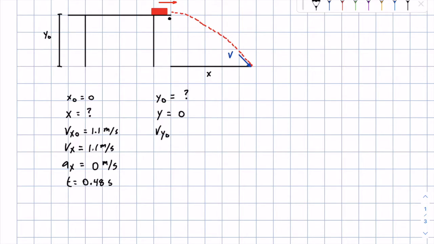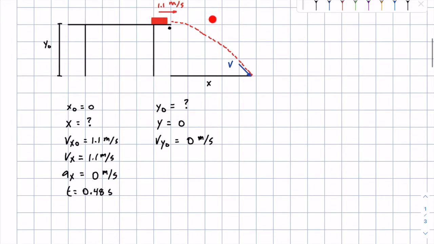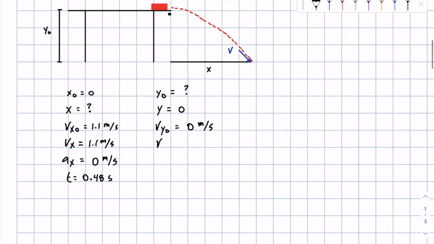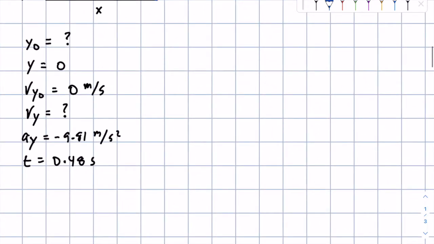And then we know that the initial velocity in the y direction is 0 meters per second, right? Because this book is only sliding in the x direction. There's nothing happening up or down. Okay? And then we don't know the final velocity that it's going to strike the ground. We do know the acceleration due to gravity is negative 9.81 meters per second squared. And we do know the time is equal to 0.48 seconds. Okay, so I'm going to start with the y components over here on the right. You can start with either one, but I'm just going to start with the y's because that's going to give me part A first, the height at which the book is going to fall off the table.